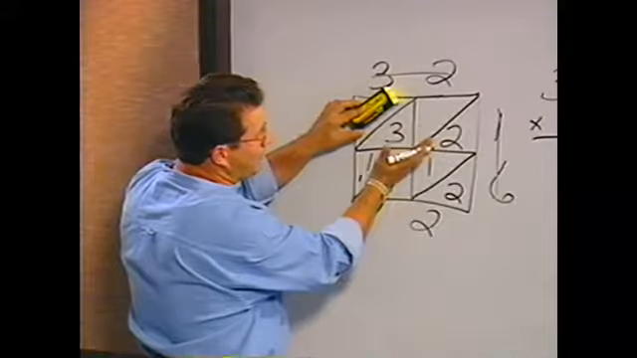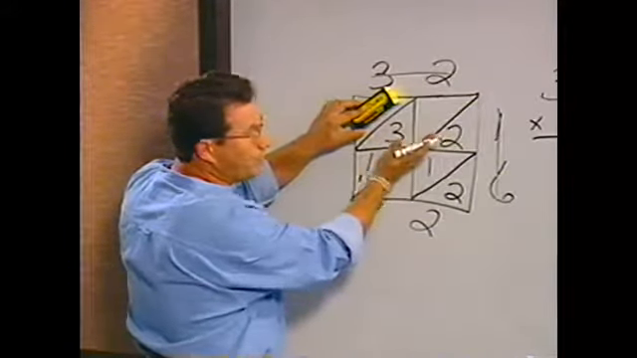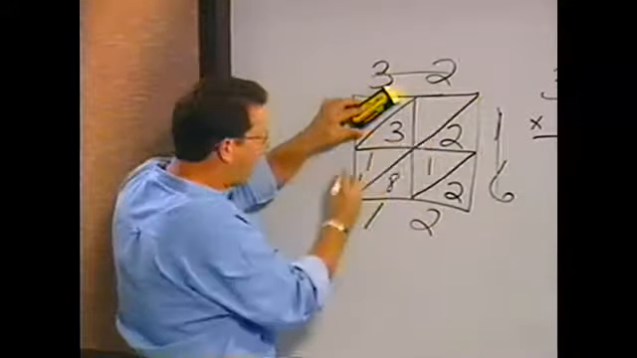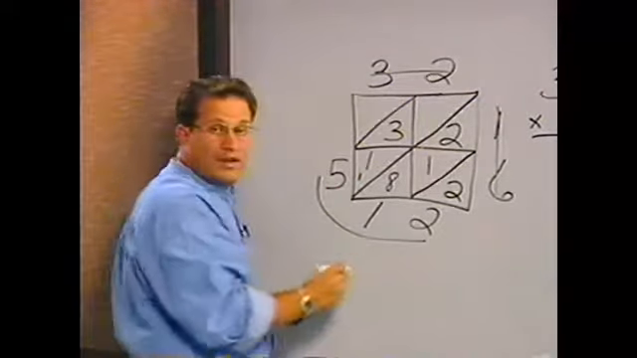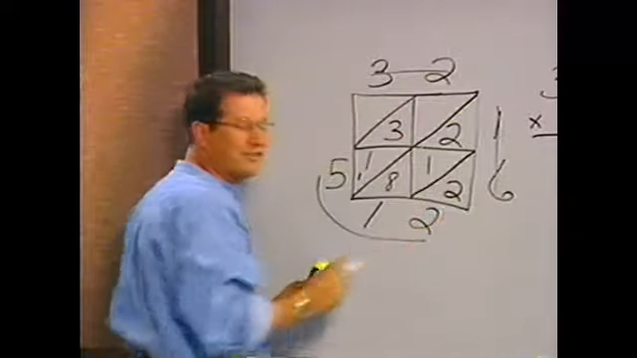Now add these up in this line. You see a 3, a 1, and a 1. What's 3 plus 1 plus 1? 5. There's that. And that's the answer. 512 is the answer to 32 times 16.